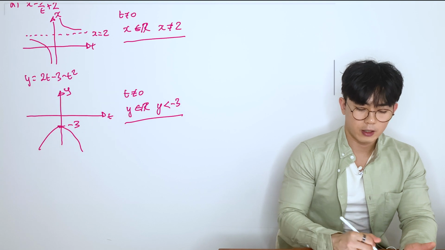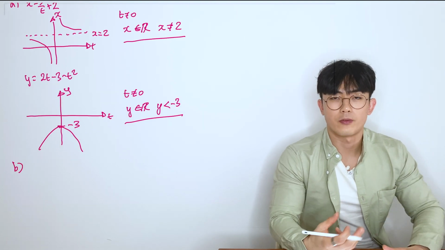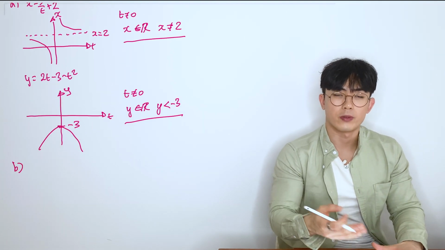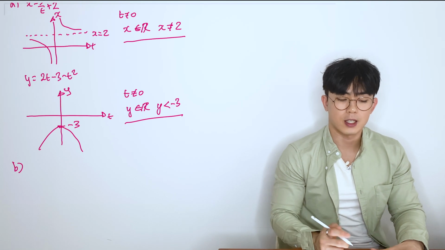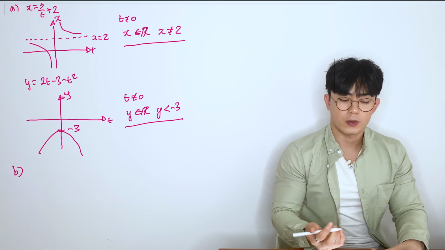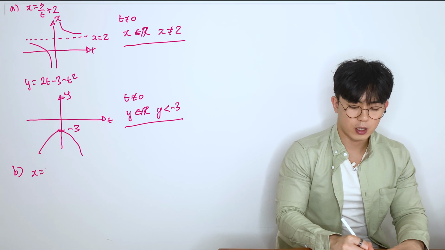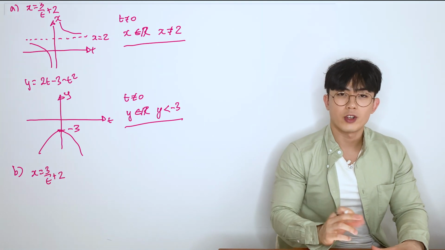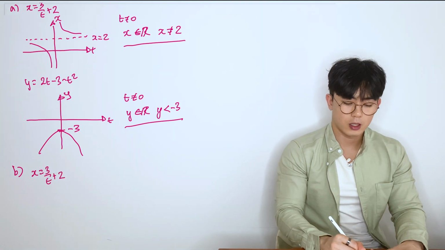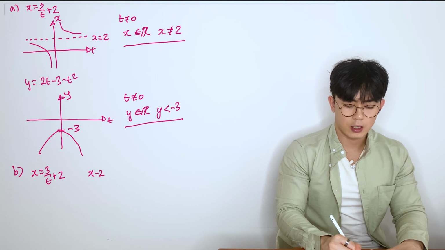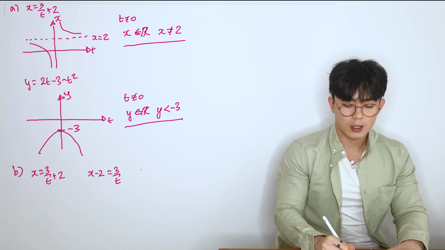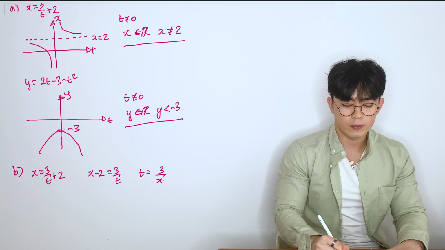So Cartesian just means, once again, y as a function of x, meaning we want to get rid of the third variable, in this case the t. So what we want to do is substitute. Starting off with x is 3 over t plus 2, I want to rearrange it to make t the subject. So we'll have x minus 2 is equal to 3 over t, so t is 3 over x minus 2.